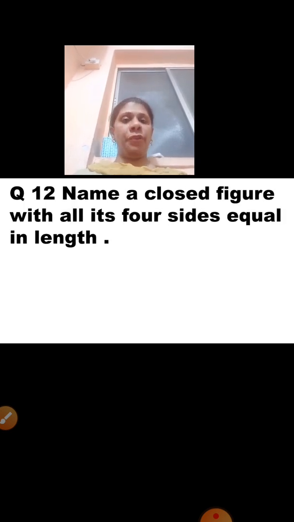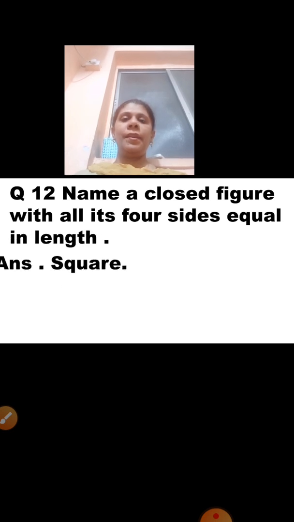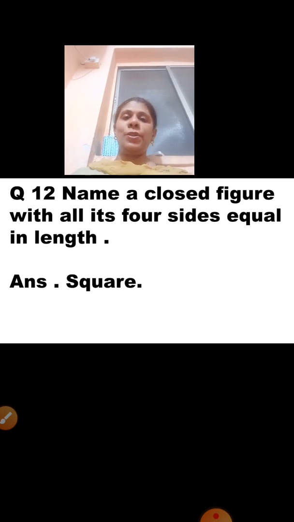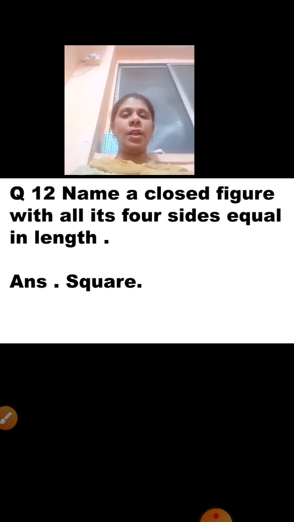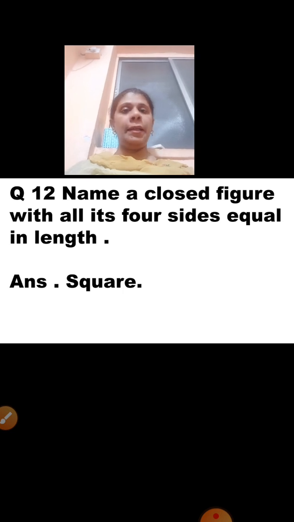Name a closed figure with all its four sides equal in length. What is the answer? Which is a figure with all its four sides equal in length? Correct. Square. What is the answer? Square. So with this, children, we finish our session of mental maths.